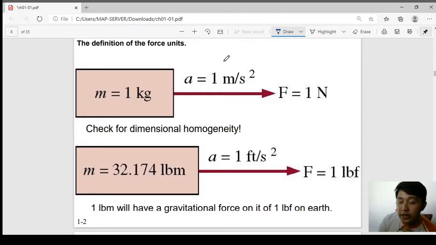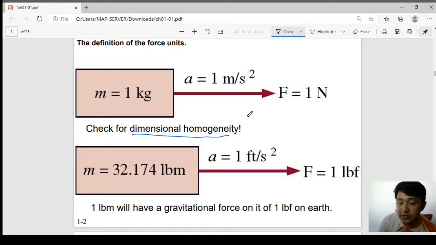Then we have now the definition of the force units. In any other math, like calculus, physics, we really need to check for dimensional homogeneity. The terms in an equation must be dimensionally homogeneous. So that is how it should be. We have two kinds of systems of units: the English system and the SI system or the international system.